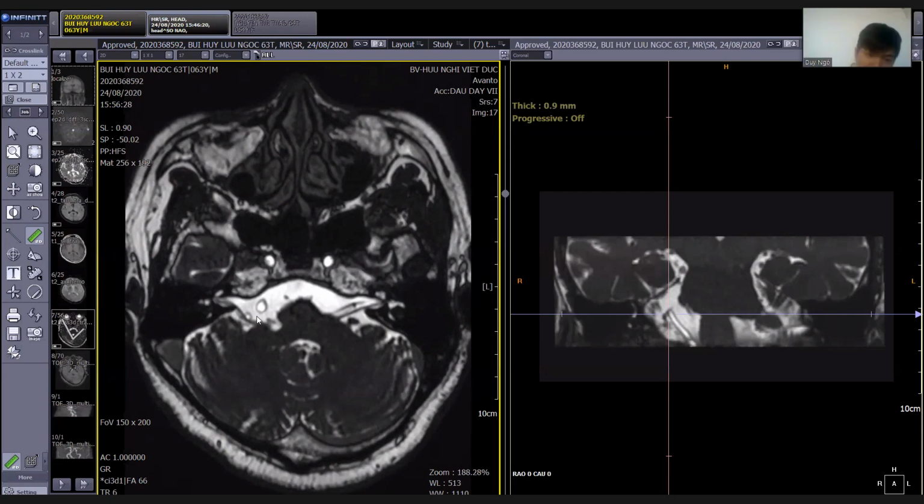So the bright one is blood vessel, right? The black one is cranial nerve 7, right?